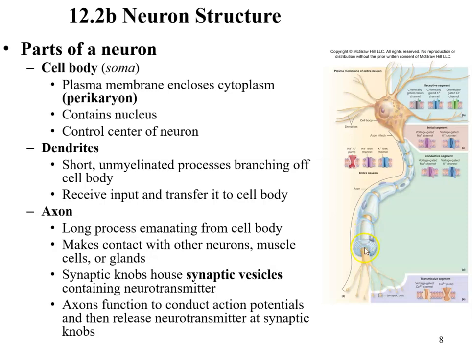This makes contact with other neurons, muscle cells, or glands down here. These are the synaptic knobs, which house synaptic vesicles containing the neurotransmitter. Axons function to conduct action potentials and then release that neurotransmitter at the synaptic knobs. The neurotransmitter is going to act on a target cell, either another neuron or a muscle or a gland, and exert its effects on that target cell.